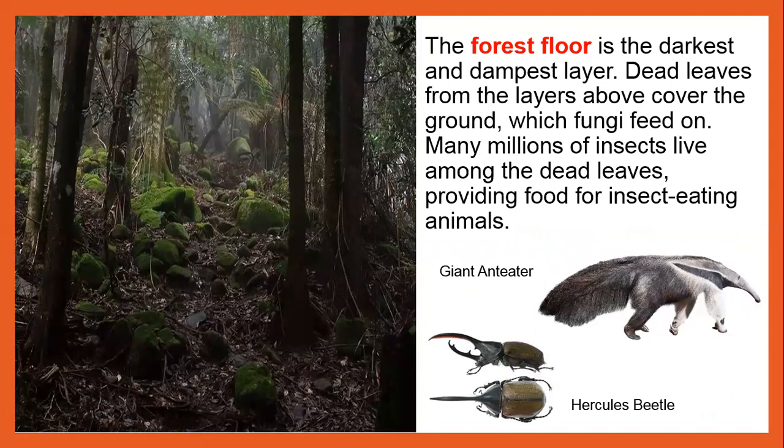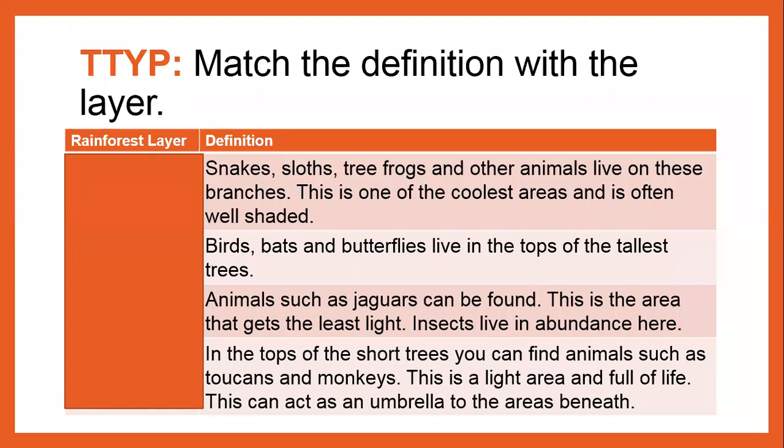The last of the layers is the forest floor, which is the darkest and dampest layer. In this layer, you have dead leaves from the layers above that cover the ground, and fungi feed on them. Many millions of insects live among the dead leaves, providing food for insect-eating animals. And you can see here a giant anteater and a Hercules beetle. This layer receives the least amount of sunlight and the least amount of rainfall.